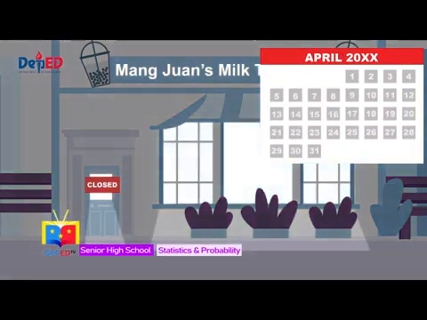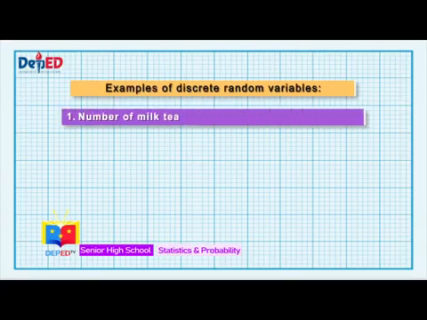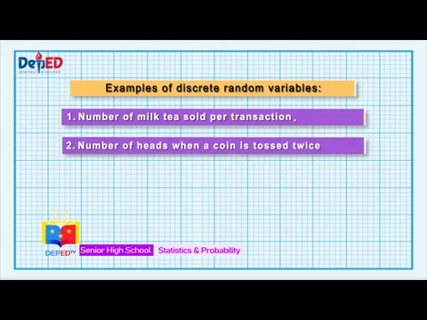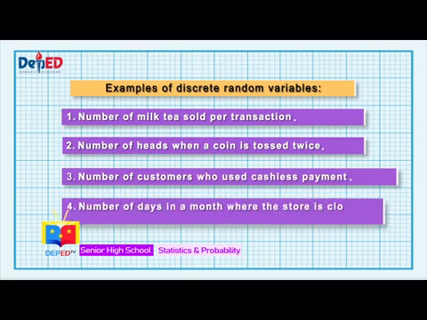So let's recall. We identified from earlier discussion that the following examples are discrete random variables. The number of milk tea sold per transaction, where x can be 1, 2, 3, 4, or 5, meaning a customer purchased 1 order of milk tea, 2 orders of milk tea, and so on up to 5 orders of milk tea in one transaction. Second, the number of heads when a coin is tossed twice, where x can be 0, 1, 2, meaning when a coin is flipped twice, outcomes can have 0 heads, 1 head, or 2 heads. Third, the number of customers who use cashless payment. Fourth, the number of days in a month where the store is closed due to the pandemic. All these are countable values, and all these are examples of discrete random variables.